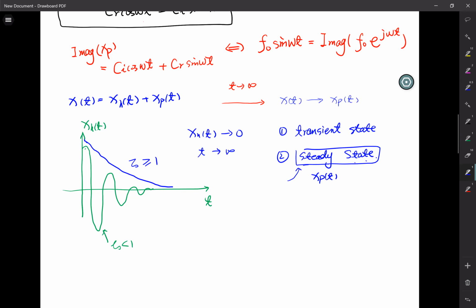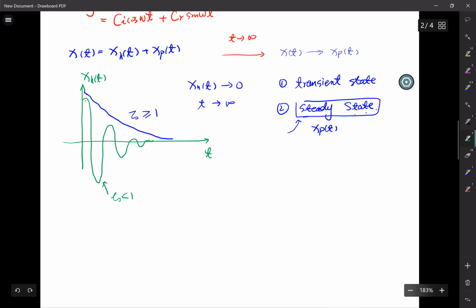I can give you an example. So after class, I post a MATLAB file online. You can check how these solutions look like in time domain. That's your solution x(t) equals x_h(t) plus x_p(t). So it looks like something like this.